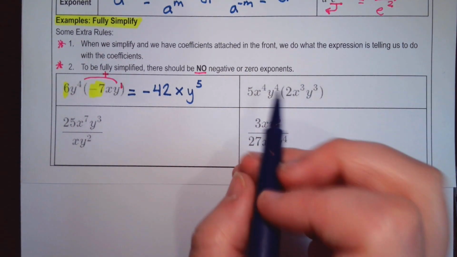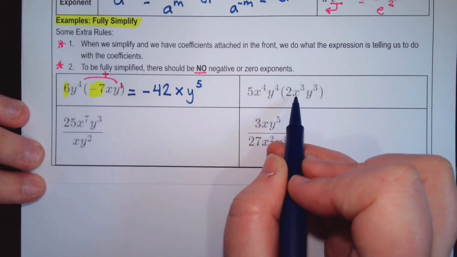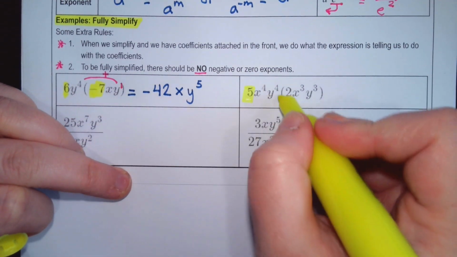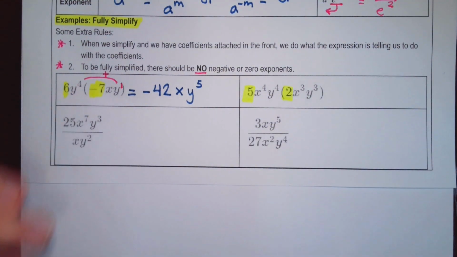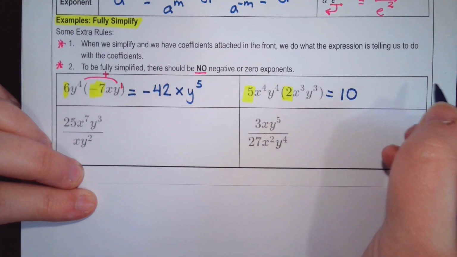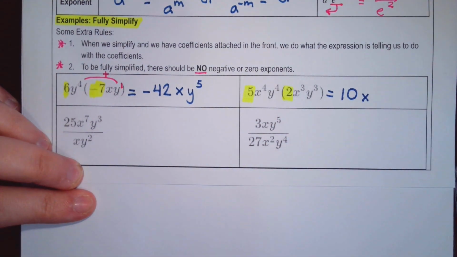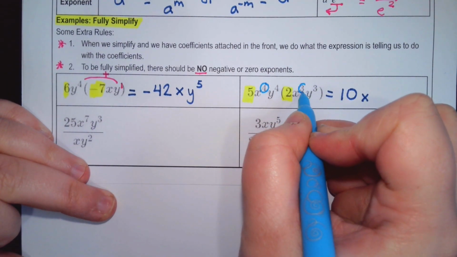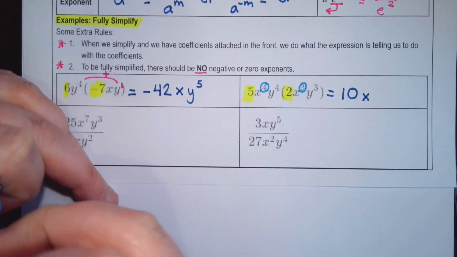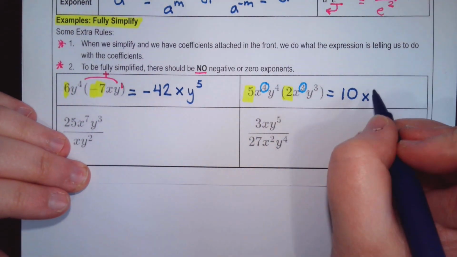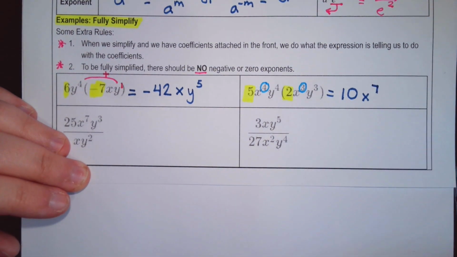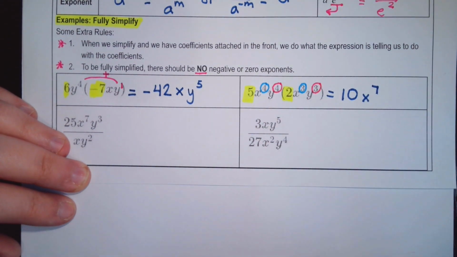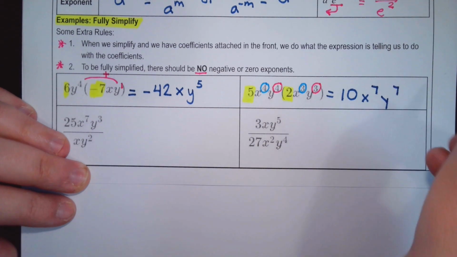All right, our next one, 5x to the 4th y to the 4th times 2x to the 3rd y to the 3rd. So again, we start with just multiplying 5 and 2. So we get 10. Now let's look at our x's. We have an x to the 4th and an x to the 3rd. So we add those two together. 4 plus 3 is 7. Now we look at our y's. We have a 4, we have a 3. So we add them. So y to the 7th.